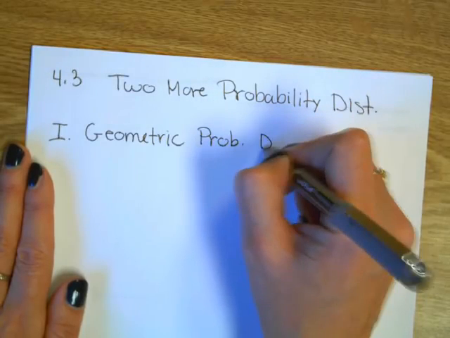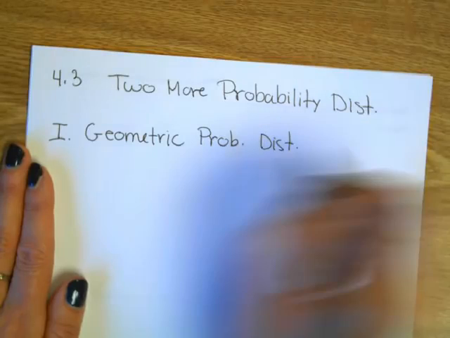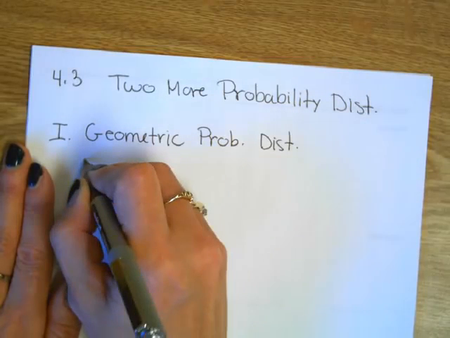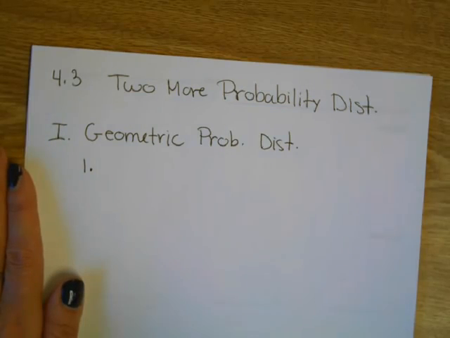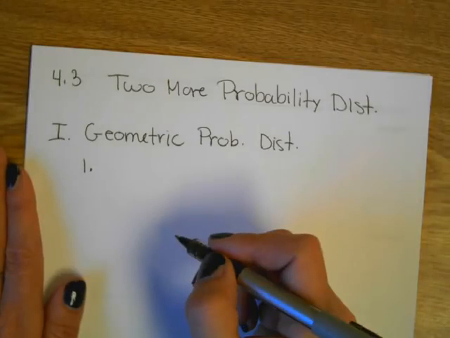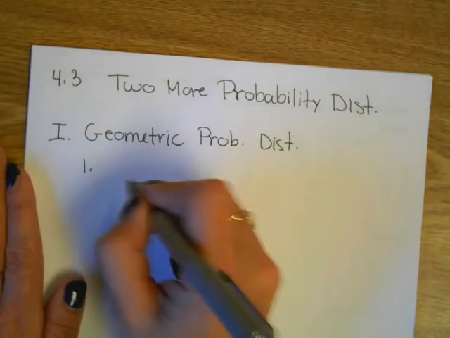Geometric probability distribution. Here are the conditions. With binomial distribution, we knew exactly how many trials we were doing, and we looked for how many successes we had. With geometric, you repeat trials until you get your first success. So you don't know how many trials it's going to take.